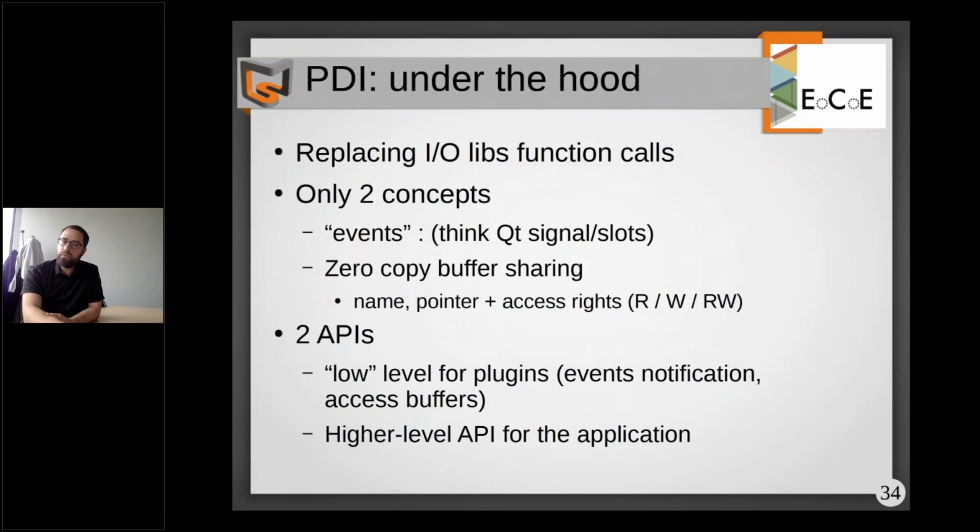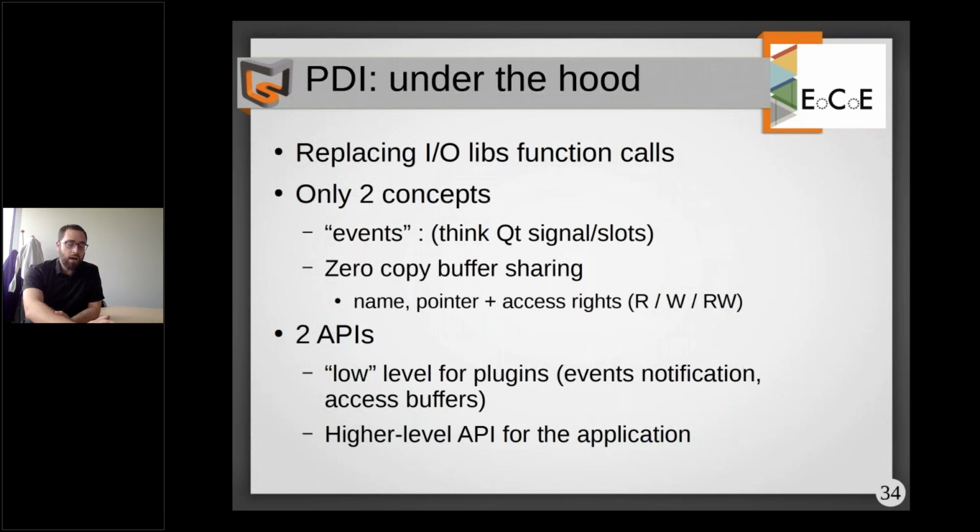Then PDI provides two levels of API. The high-level API is the one we've just seen. It also provides a more thorough low-level API that can be used by plugins, where they can be notified when an event is triggered. They can be notified when a buffer becomes available. They can access any information available in the configuration file, etc.